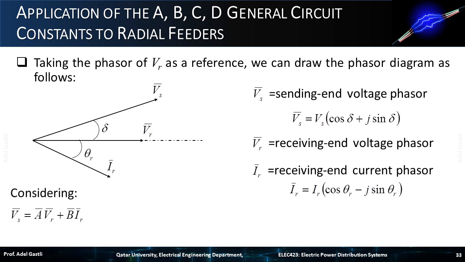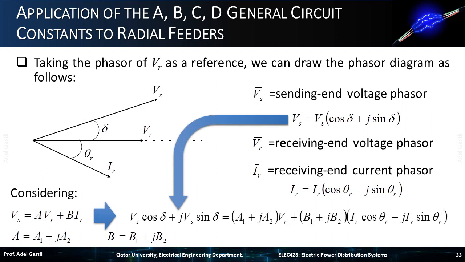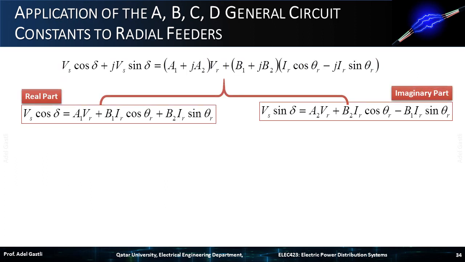Now, considering the two-port network equation, we can write, Vs equals AVR plus BIR, all expressed in phasor form, as complex vectors, where complex vector A equals A1 plus jA2, and B equals B1 plus jB2. Now, equating these two equations yields the following equation. This equation can be split into two, by equating the real parts from both sides, and also the imaginary parts from both sides of the equation.